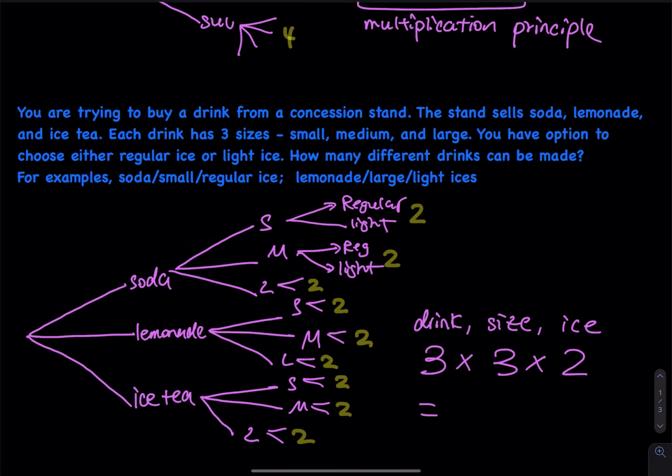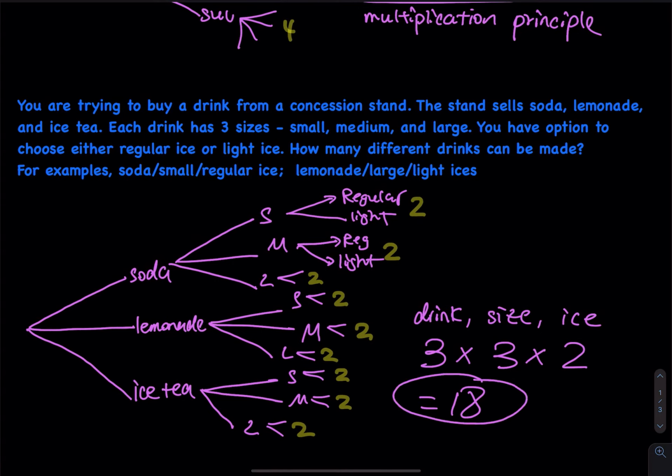So you have 3 times 3 is 9. 9 times 2 is 18. So this is using the multiplication principle. If you do this, you are using the multiplication principle.